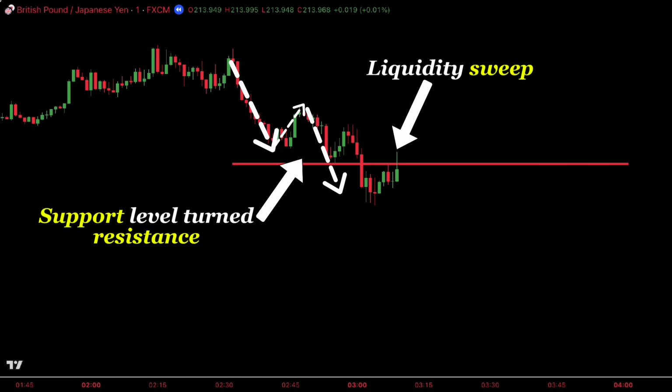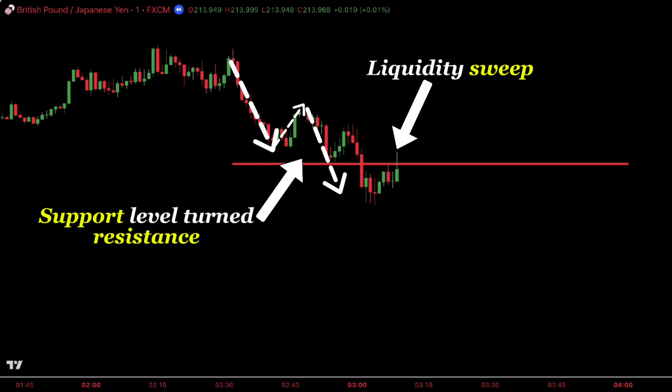The market retraced back toward the resistance level, broke above it, and then closed back below it. This is a clear internal liquidity sweep. The liquidity sweep traps buyers who entered on the breakout above resistance and triggers the stop losses of sellers who entered too early. Once the market closes back below the level, it signals that sellers are regaining control.